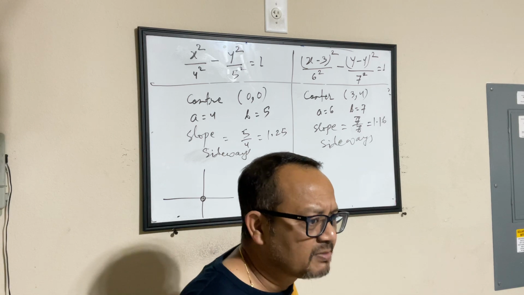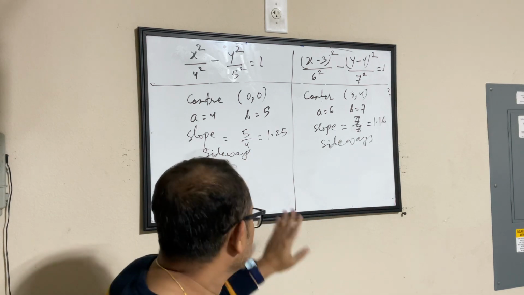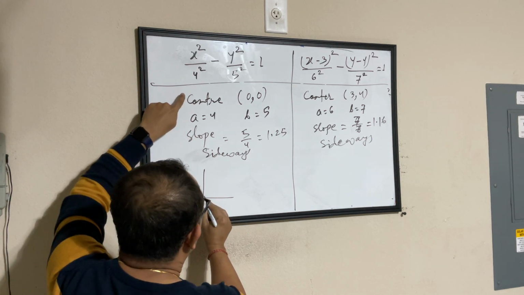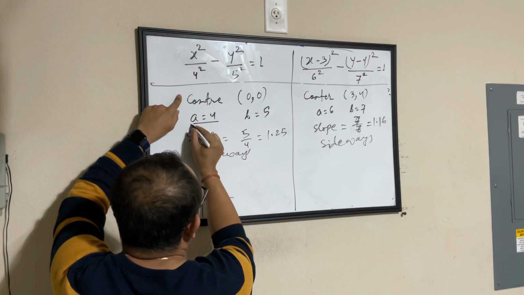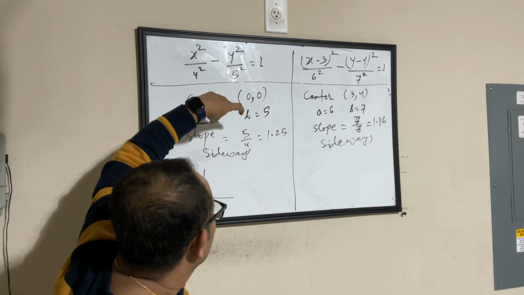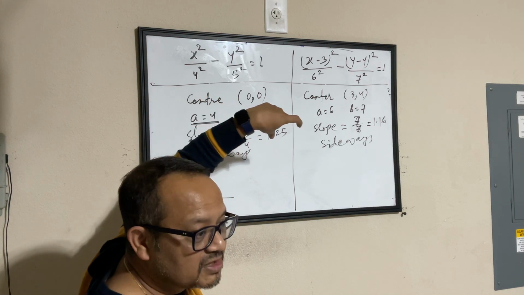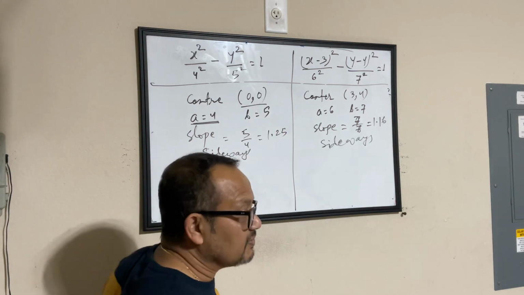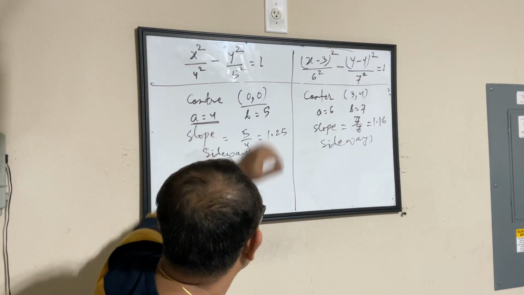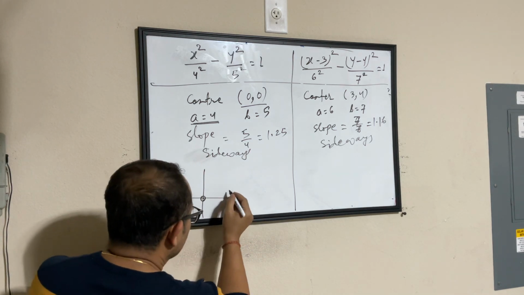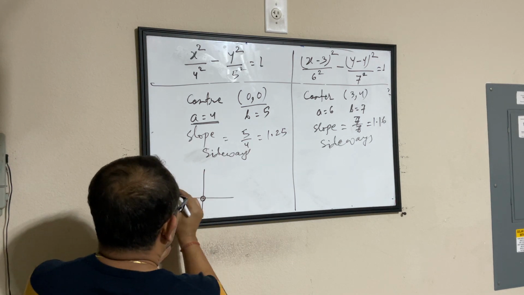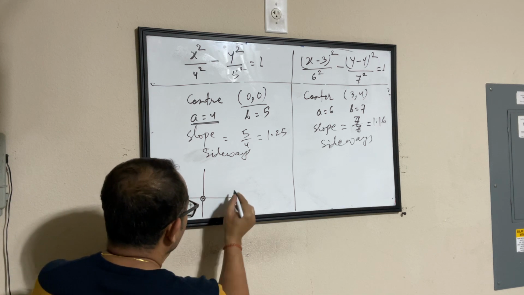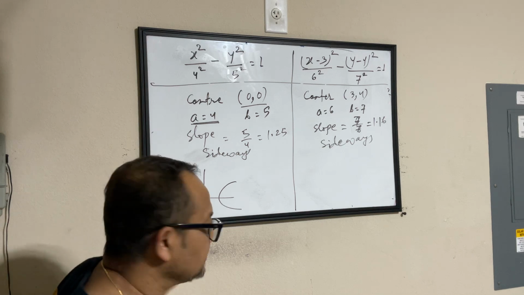We still have 10 minutes, 15 minutes, right? Okay, good. Now, this is my center for this one. And what is my A value? A is my distance with the vertices along the x-axis. This is my distance with the vertices along the y-axis. This one is not bothering me right now because I know that this is facing sideways. And this is my center. So I am essentially talking about my hyperbola like this.